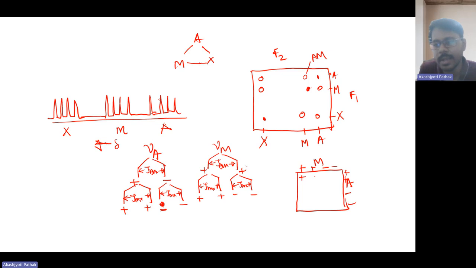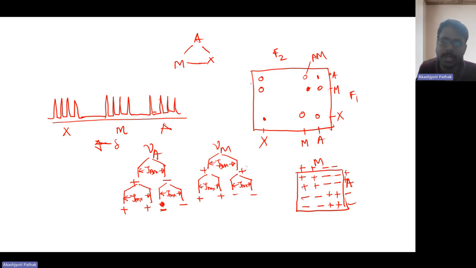Plus plus plus plus plus plus plus minus minus minus, then again plus plus plus plus plus plus plus minus minus. Then minus plus will give you minus minus plus plus minus plus minus minus plus plus. So you have 16 different fine structures in the AM cross peaks, 4 into 4. So you have 16 different components.